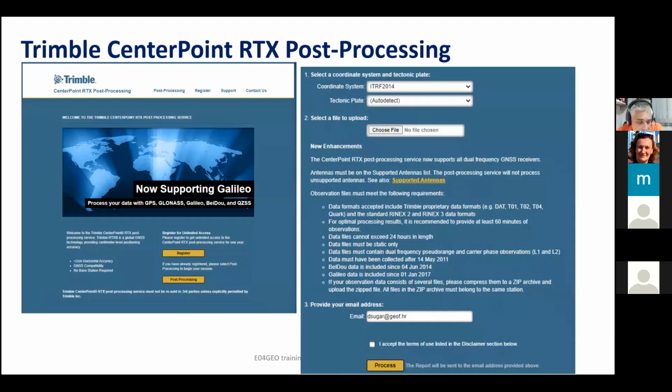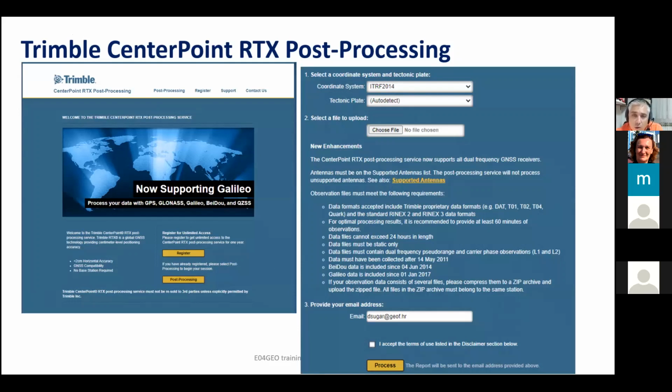The results were processed by the Trimble CenterPoint RTX post-processing service. I talked about it earlier this morning.